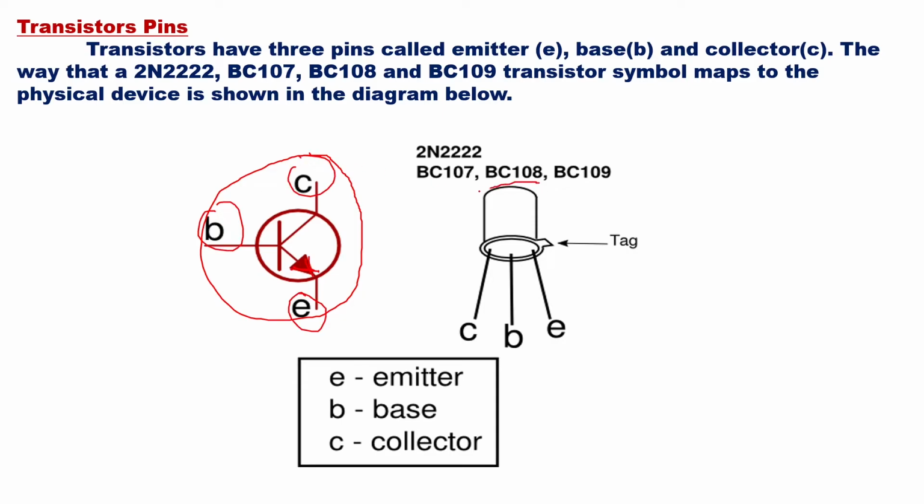This will be the way the package will be schematically shown. This is your collector, this is your base, this is the emitter. There will be a notch here which is called the tag, and from the tag you can name them emitter, base, collector, and then you can identify the terminals of the transistor. So E means emitter, B means base, C means collector.